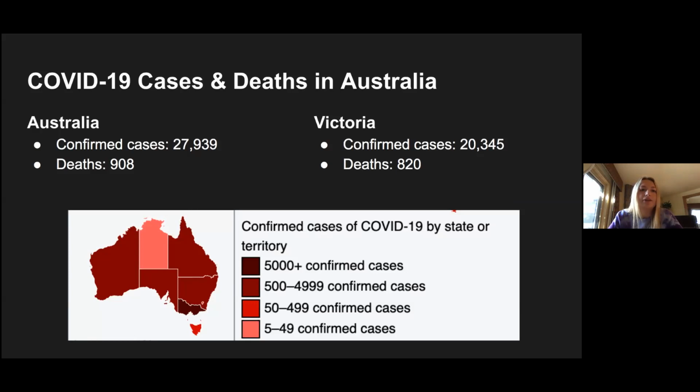And the total number of cases in Australia was about 28,000 with about 900 deaths so far. And in Victoria was about 20,000 with 820 deaths. So it shows it was very concentrated in Victoria, but also not a ton of cases compared to their population of about 25 million.